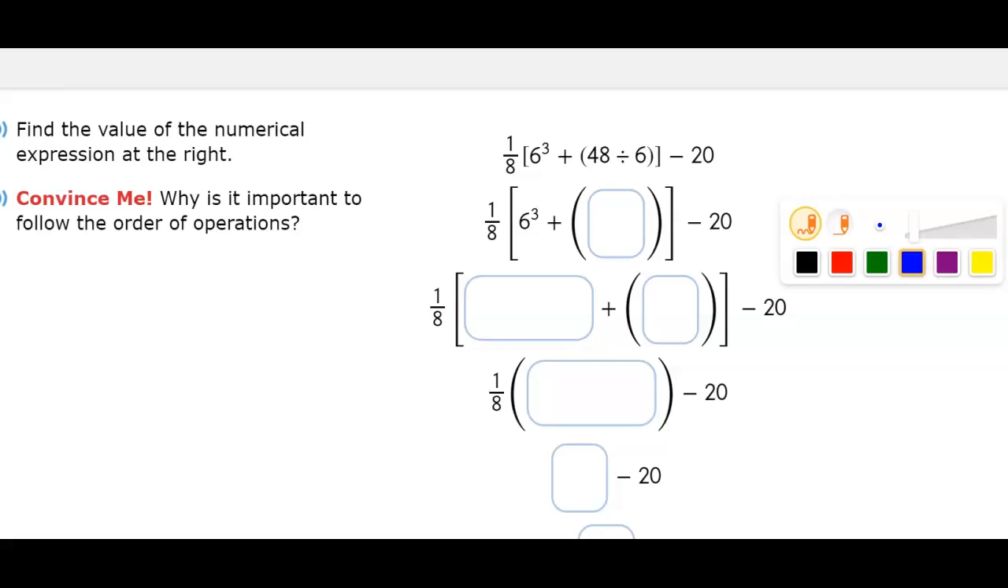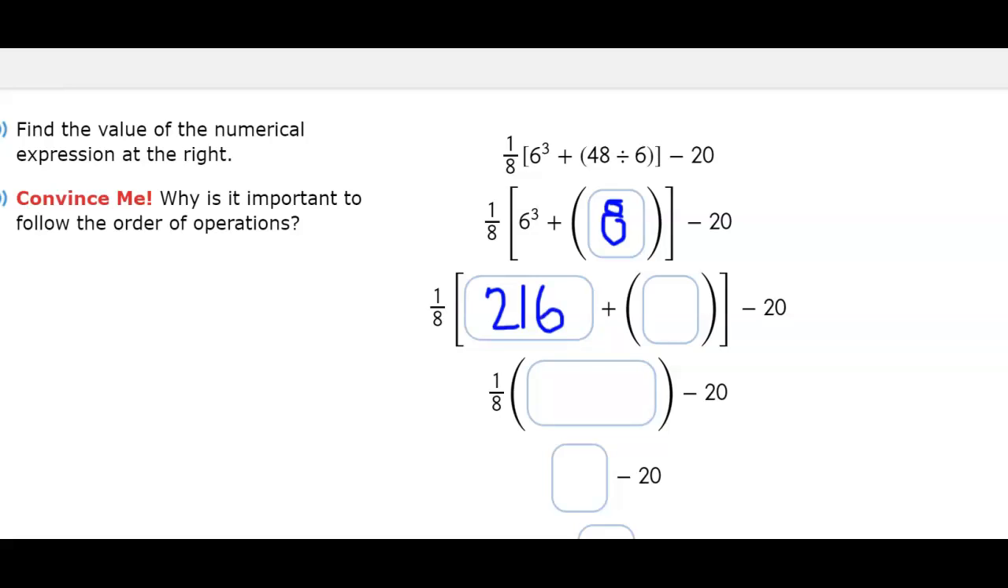So 48 divided by 6 is 8. And then we have 6 to the third power plus that 8. First we have to do those exponents before we can add the 8. So 6 to the power of 3 is 6 times 6 times 6, which is 216. And that's going to be plus the 8. Now we can add the 216 plus the 8, and that equals 224.